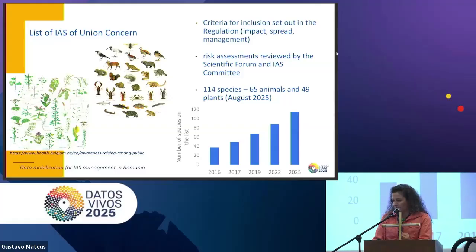It started out as a list, sorry, of 30-something species, 36 if I remember correctly. But then, as years passed, there were some updates. The latest one is the update that occurred in August 2025, which led the number of species on this list up to 114 species, including animals and plants. So 65 animals and 49 plants.